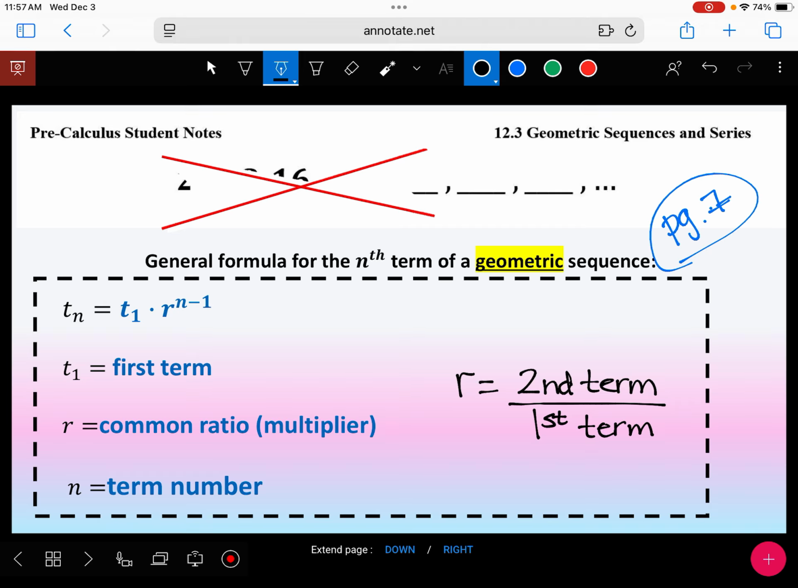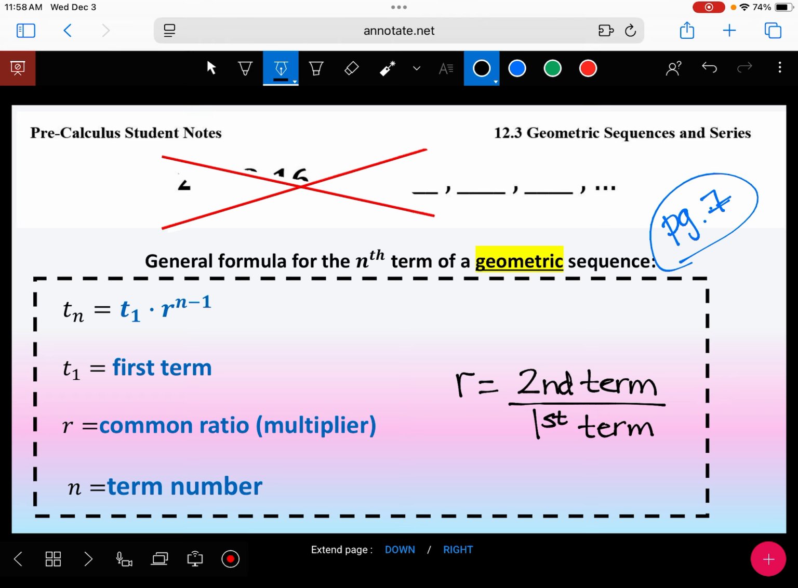So how do you show repeated multiplication? With an exponent. So that's why a geometric sequence has an exponent, because that's how you show repeated multiplication. So for arithmetic, it's a linear graph. Geometric is exponential. Questions? All right, let's hit it.